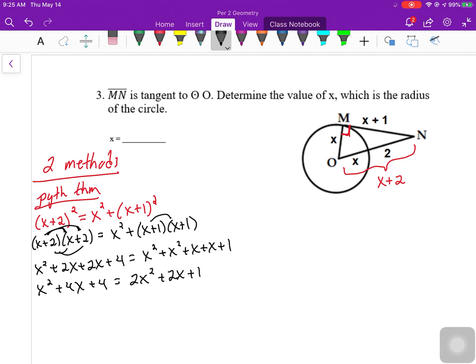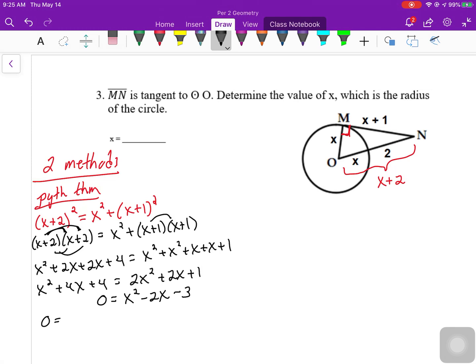It is a quadratic equation. We need to get everything on one side, 0 on the other. Since there are more x's on the right, we'll move everything to the right. I'll subtract an x squared, giving me a single x squared. I'll subtract the 4x, giving me a negative 2x. And I'll subtract the 4, giving me negative 3.